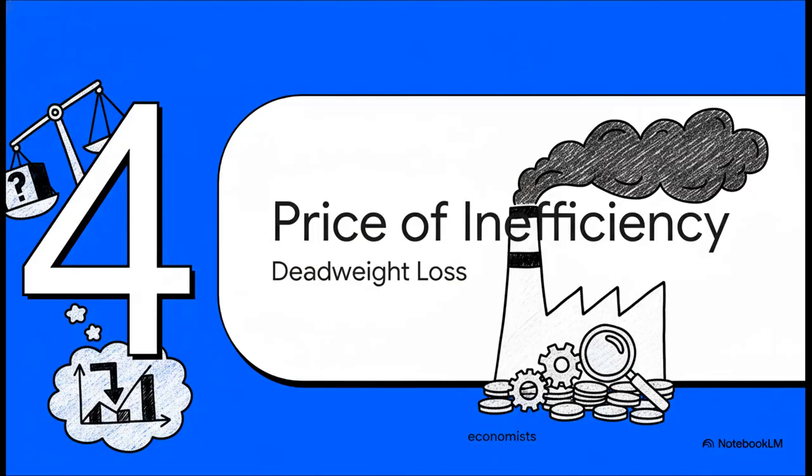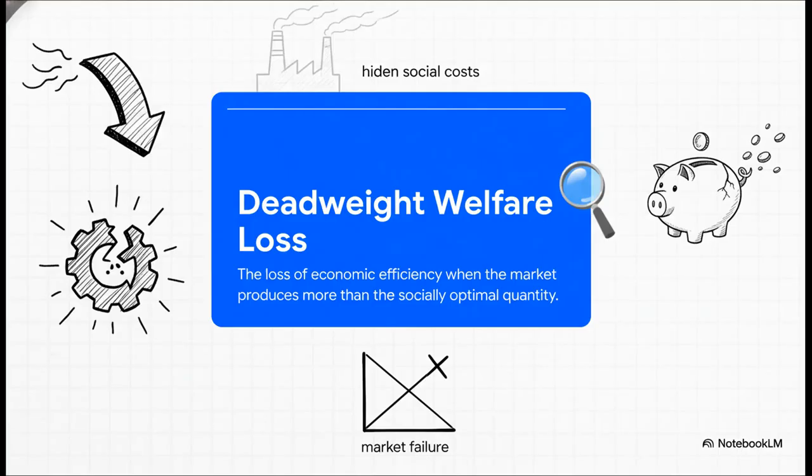So, okay, we've established we have an inefficient outcome. But can we actually measure the cost of that inefficiency to society? Yes, absolutely, and economists have a very specific name for it. This loss is called deadweight welfare loss. It's a bit of a mouthful, but it represents the value that is just lost. It's gone forever from society because the market is producing at the wrong quantity. It's economic value that is simply wiped out because the market isn't accounting for all the costs.